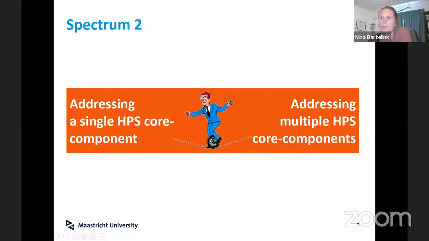The next spectrum is about the core components, which I talked about earlier in the presentation. When you lean more to the left side, you maybe focus on one single core component, for example the physical environment, and you can put all your efforts and resources into addressing that core component. But you can also focus on multiple core components, which can be more complex, but I think is sometimes quite needed when you want to target, for example, very wicked health problems such as obesity.